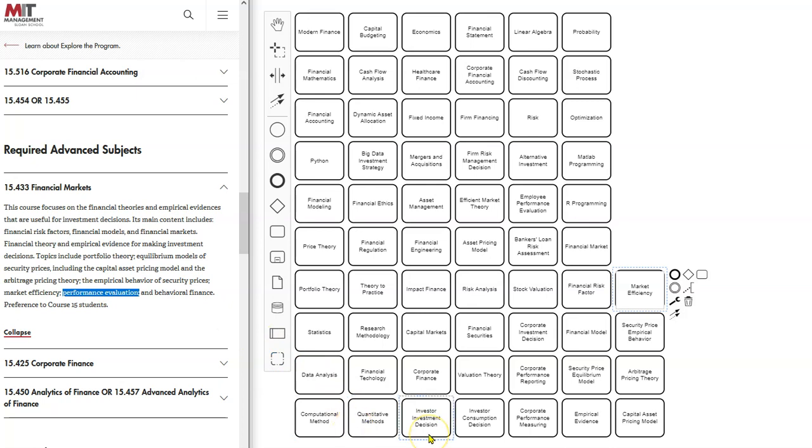That already had something to do with performance. Maybe that was portfolio performance. I don't see it. Alright, so let's go ahead and add it. Performance evaluation. So lots of different evaluation things. And then behavioral finance.